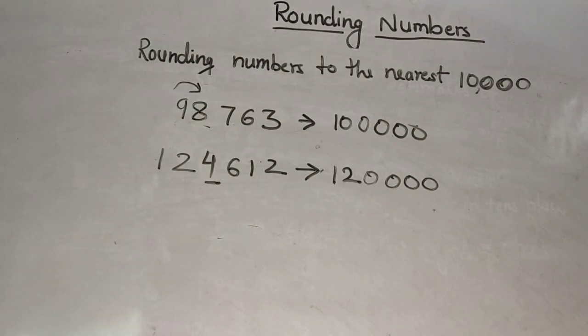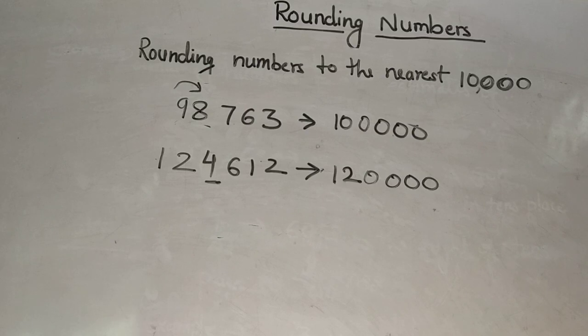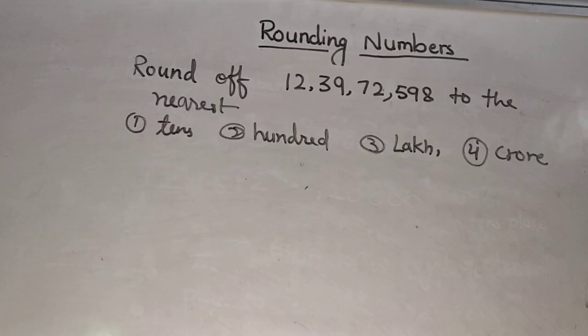So in general, the rule is look at the digit to the right of the rounding place. If the digit is 5 or more than 5, then add 1 to the rounding place. Second step, change all the digits to the right of the rounding place to 0. So this is the general rule for rounding off. One more example to understand it in a better way.